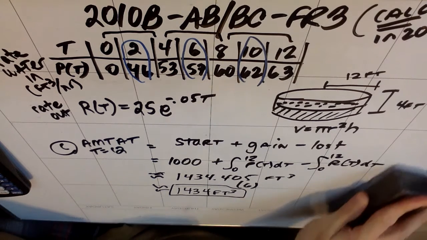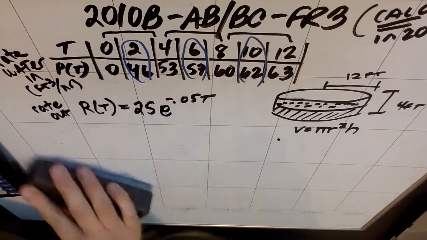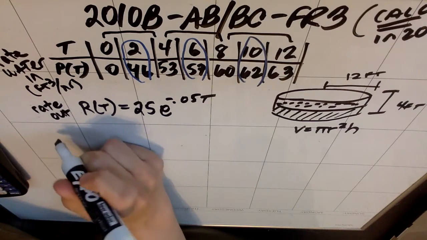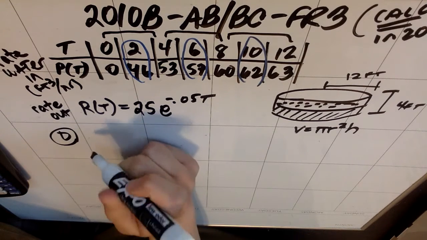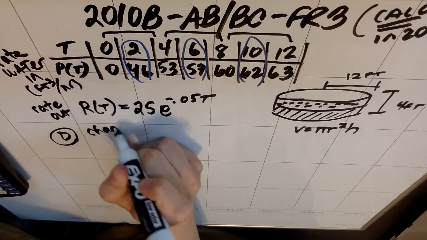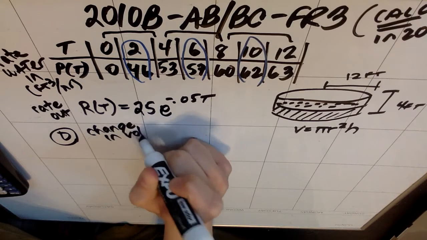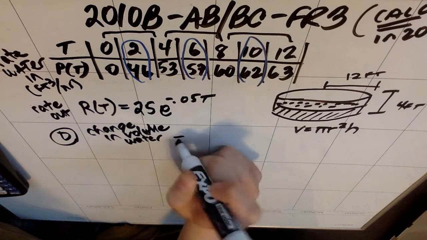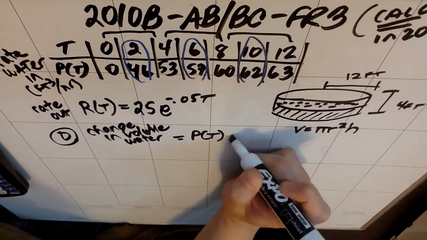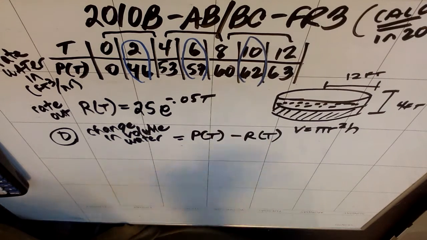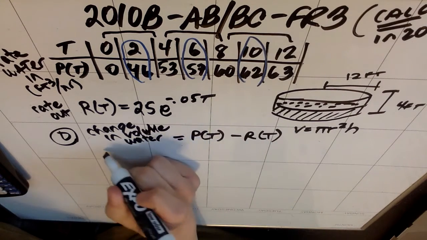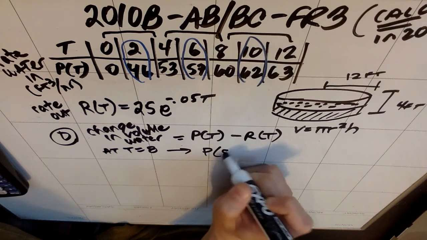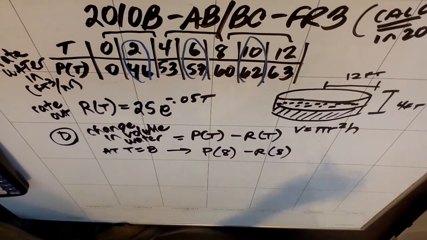Okay, so how fast the volume is changing, right? So for part D, the change in volume of the water is going to be the rate in minus the rate out. That's going to be the net rate of change, right? So at t equals 8, that's going to be P of 8 minus R of 8. Well, I can find both of those.